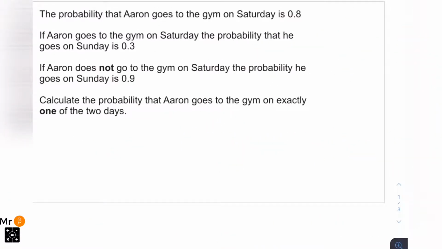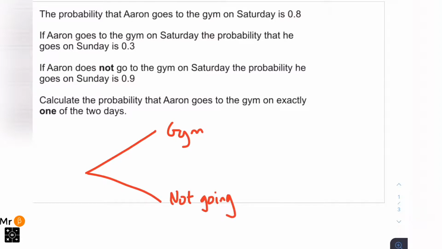Our 4th question, we've got the probability of Aaron going to the gym versus not going. It tells you his probability of going is 0.8, therefore the probability of him not going must be 0.2.